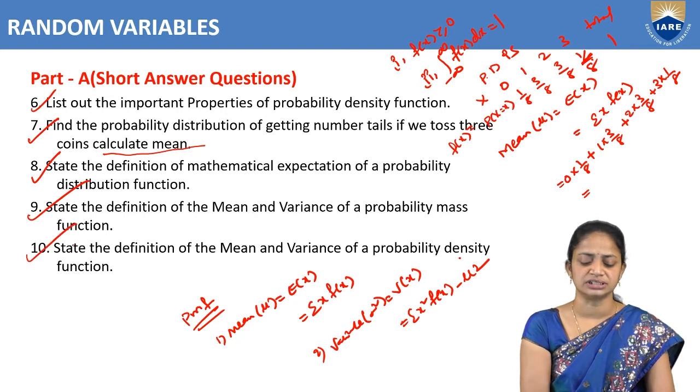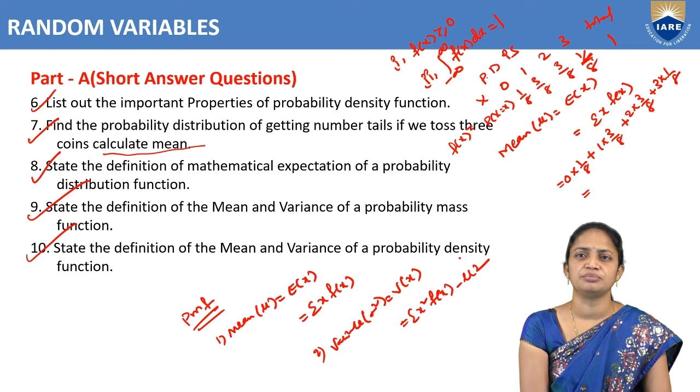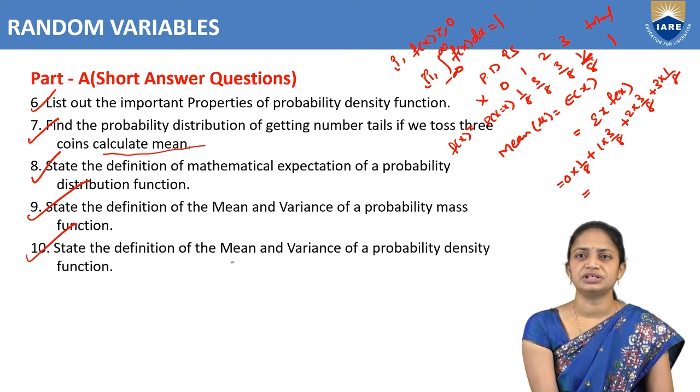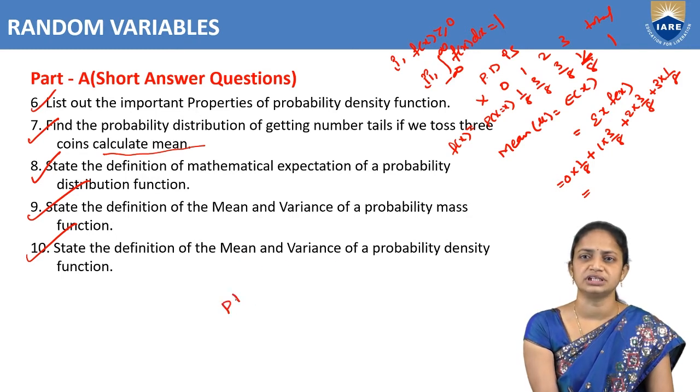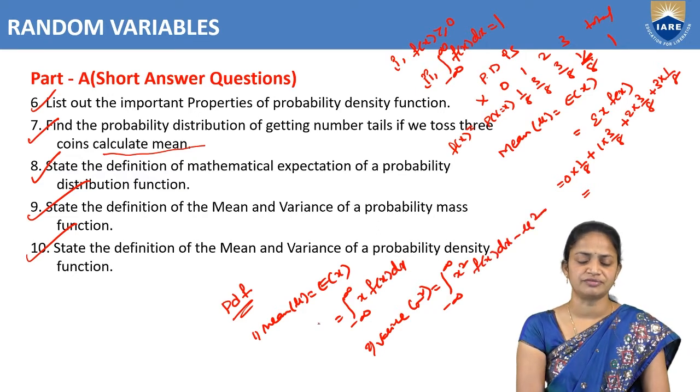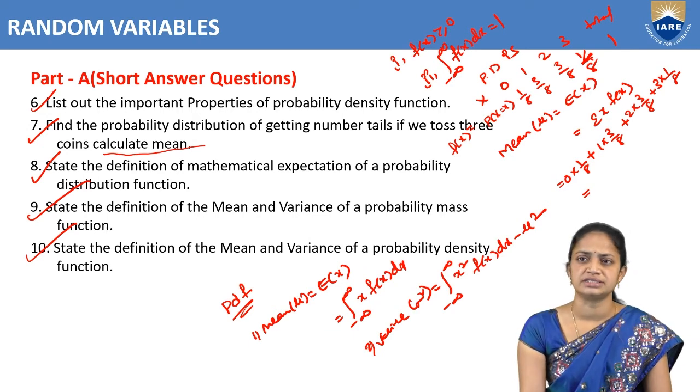The next question is: state the definition of mean and variance of the probability density function. In the probability density function, the mean mu is the expectation of x, equal to the integration from minus infinity to infinity of x into f of x dx, and the variance sigma square equals the integration over minus infinity to infinity of x square f of x dx minus mu square. This is the formula for the mean and variance of the probability density function.